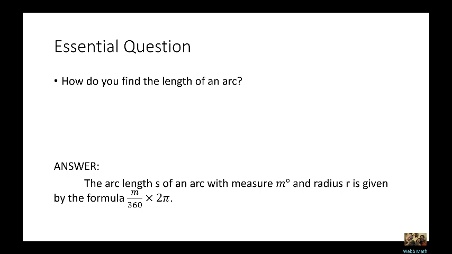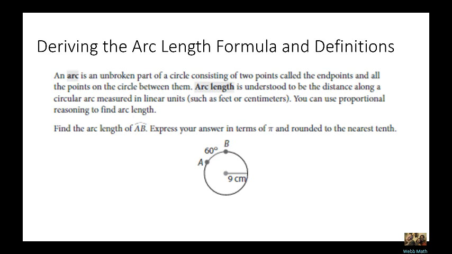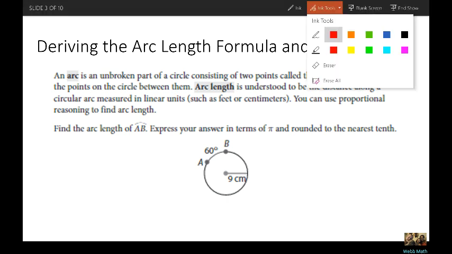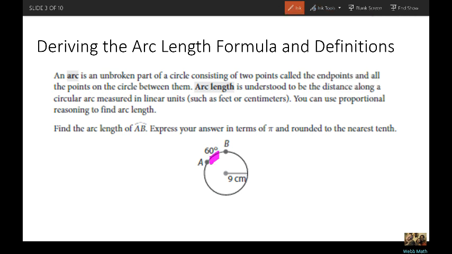So let's take a look at what I'm talking about here. First things first, we're going back to the definition of an arc. It's an unbroken part of a circle consisting of 2 points, called the endpoints, and all the points on the circle between them. So basically, here's your arc from A to B.